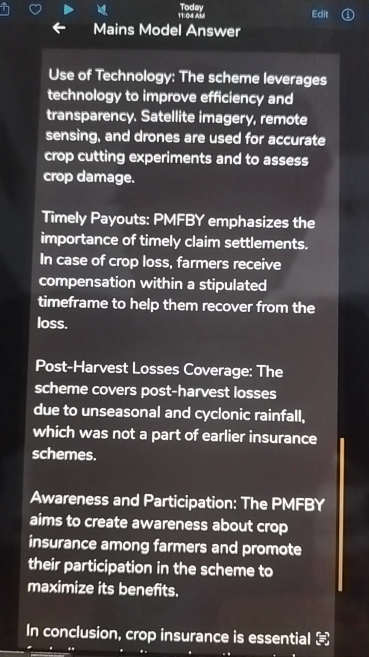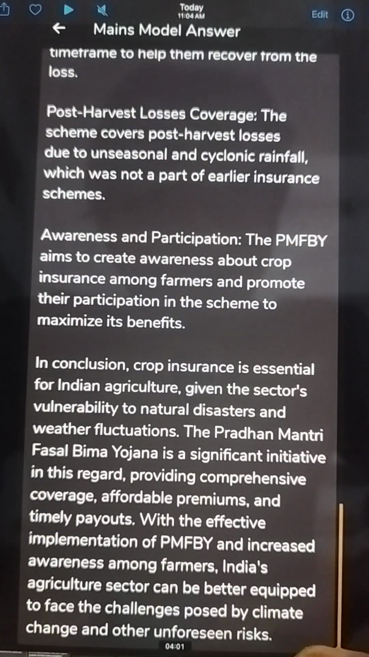Then comes timely payouts. Pradhan Mantri Fasal Bima Yojana emphasizes the importance of timely claim settlements. In case of crop loss, farmers receive compensation within a stipulated time frame to help them recover from the loss. Then comes post harvest loss coverage. The scheme covers post harvest losses due to unseasonal and cyclonic rainfall, which was not a part of earlier insurance schemes.